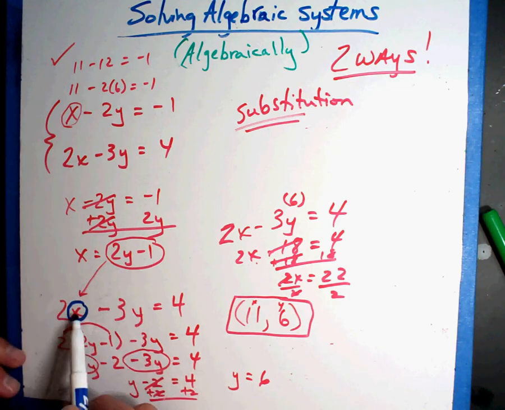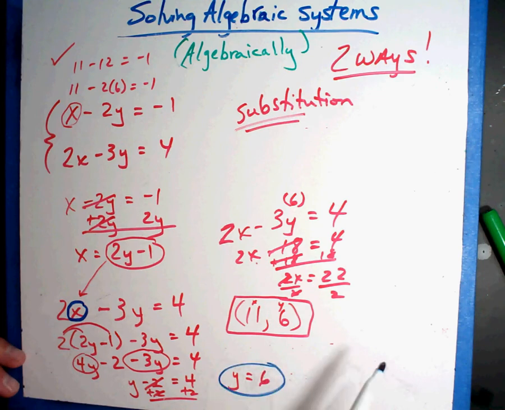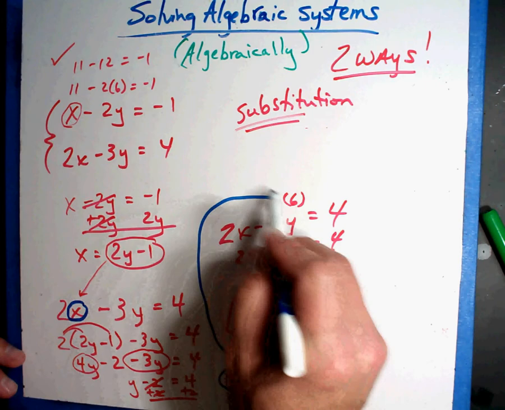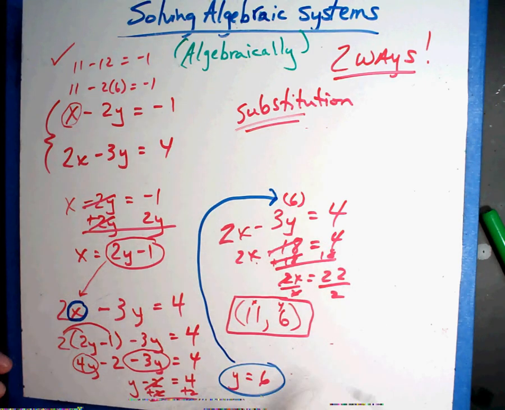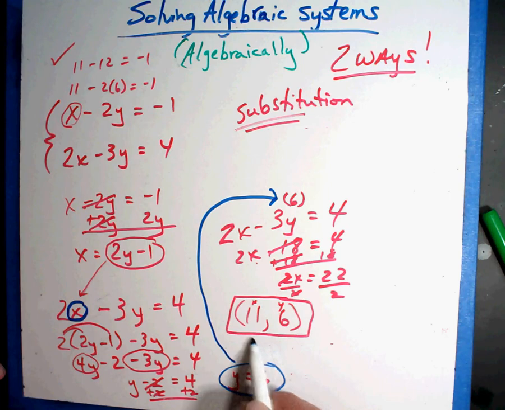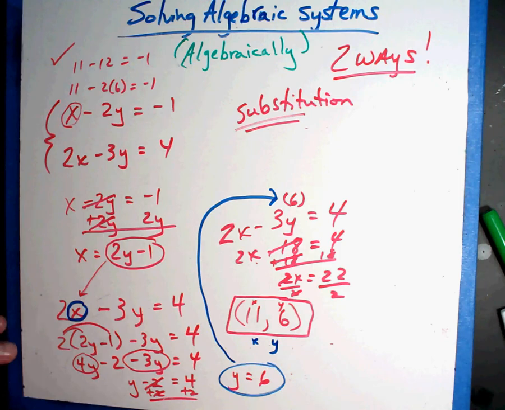I put it in place for the x. Multiplied through and solved, I got one answer. Then I took that answer and plugged it back into that same formula, solved it and got the other answer. So I ended up getting an x and a y by substituting. Now that's one way to solve this problem, called substitution. Let's try the other one real quick.